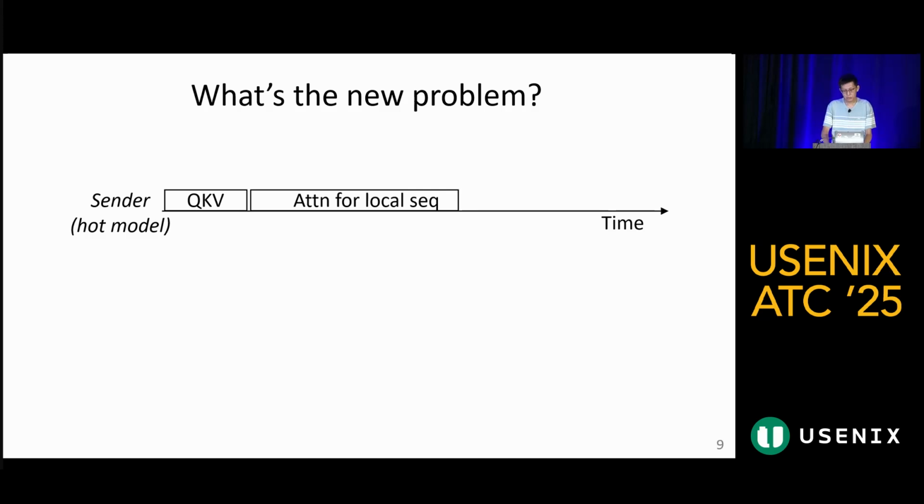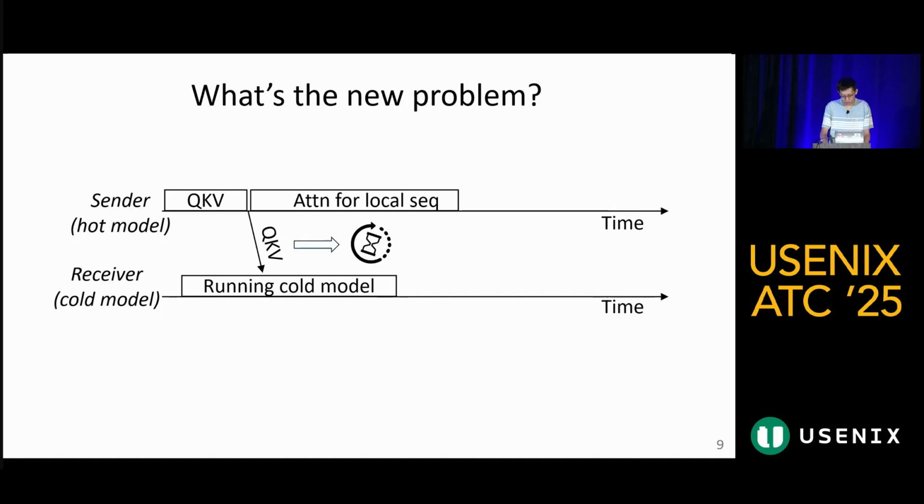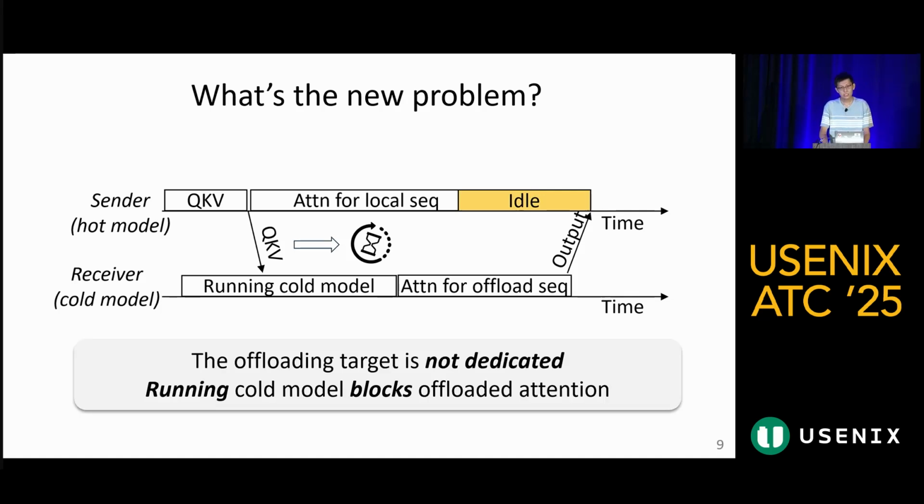However, this introduces a new critical problem. Unlike offloading to dedicated hardware like PIM, our offloading target, the cold model's GPU, is not idle. It's actively running its own inference tasks. As the timeline shows, when the sender offloads a task, it gets stuck in the receiver's command queue, waiting for the cold model's local kernels to finish. The core issue is that the target is not dedicated. Offloading tasks can be blocked by the receiver's running cold model.